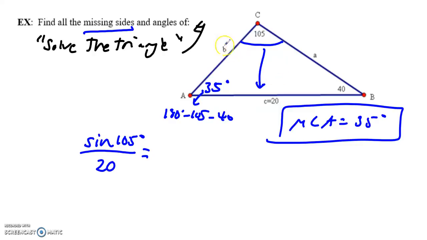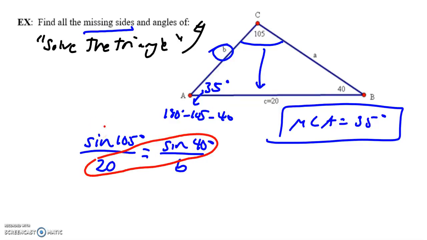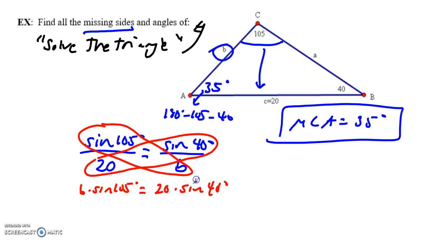So what if I wanted to find side B first? The angle across from B is 40 degrees. So you could say sine of 105 over 20 equals the sine of 40 degrees over B. When you have a fraction equal to a fraction, that is a situation where you can and definitely should cross multiply. And if you did that, you get the following equation: B times the sine of 105 equals 20 times the sine of 40 degrees.